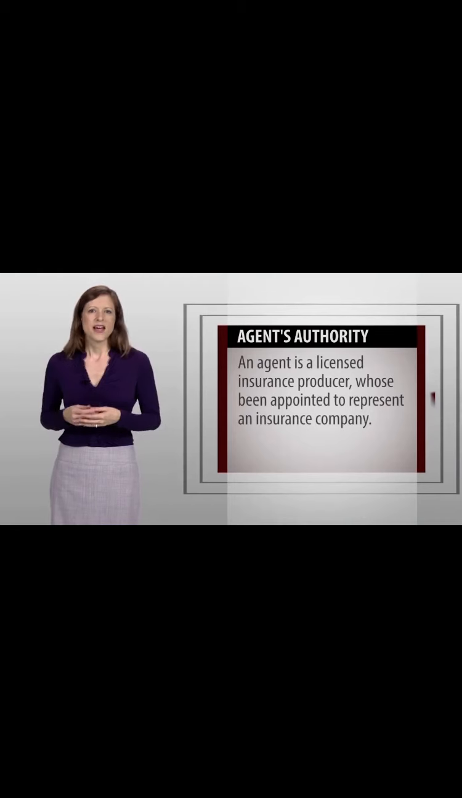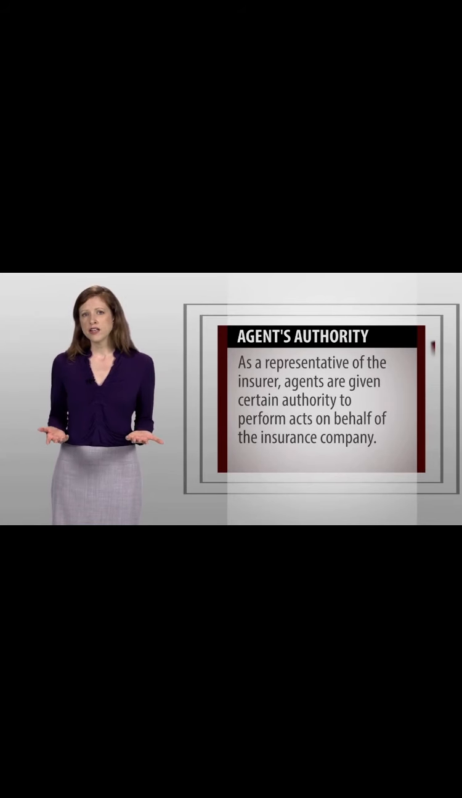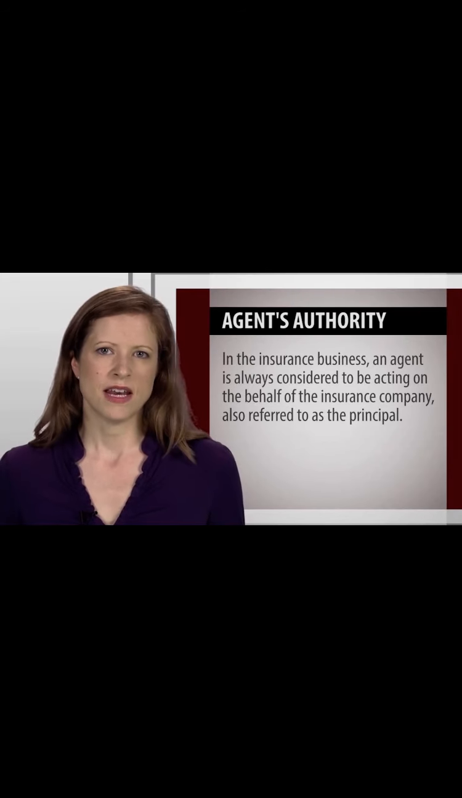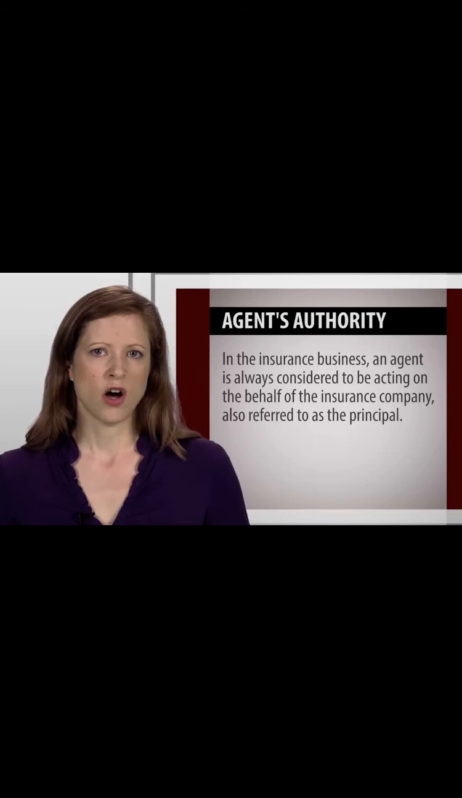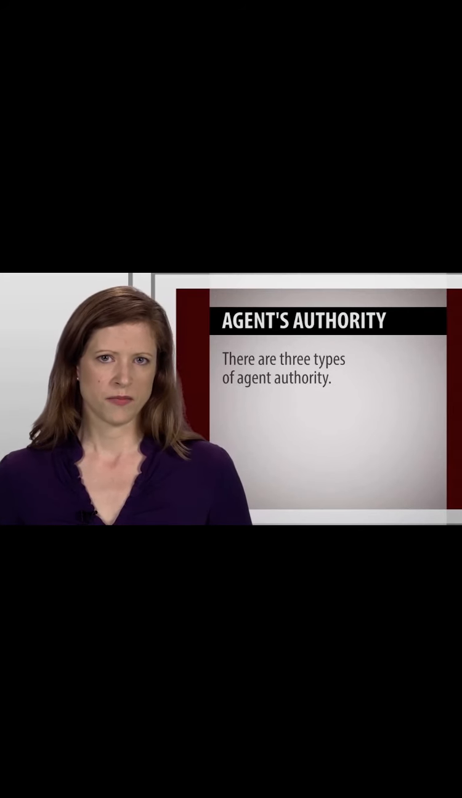Now let's learn about the agent's authority. An agent is a licensed insurance producer who's been appointed to represent an insurance company. As a representative of the insurer, agents are given certain authority to perform acts on behalf of the insurance company. In the insurance business, an agent is always considered to be acting on behalf of the insurance company, also referred to as the principal. There are three types of agent authority.